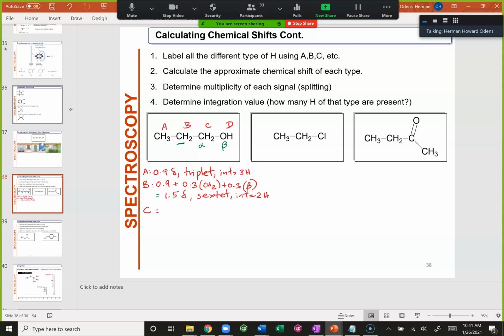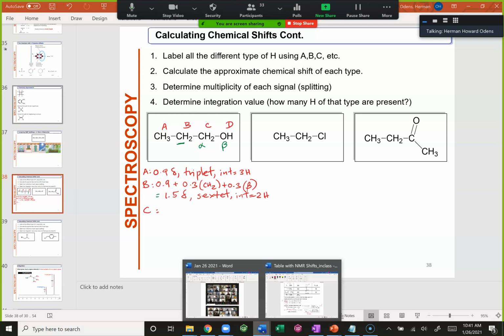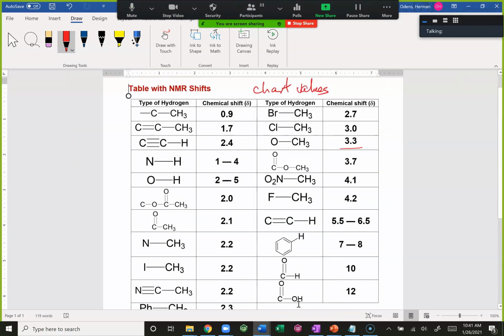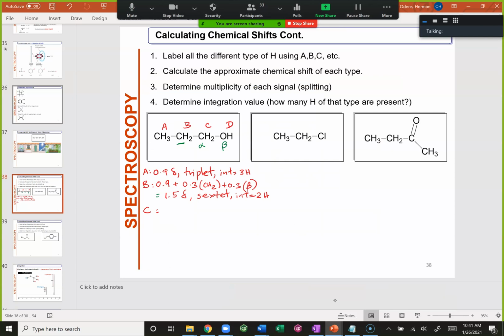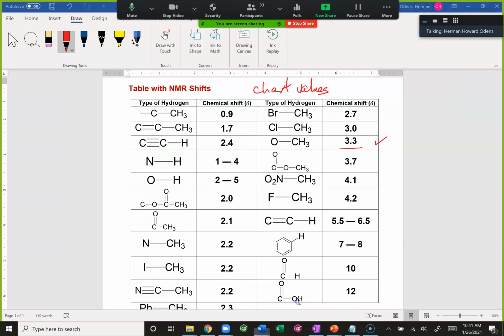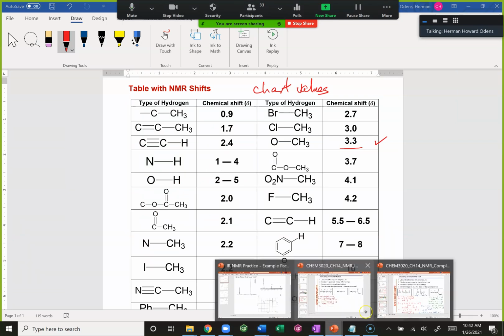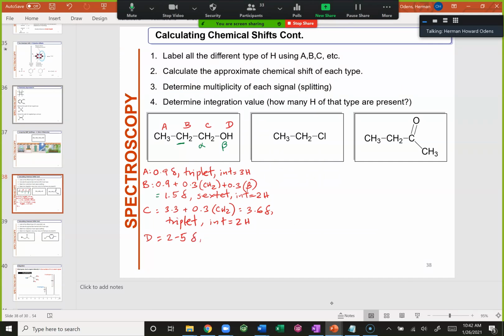Let's do C real quick. What is the signal for C real quick? Anybody? What will you start here? It's a 3.3, very good. It'll be that one. It's a 3.3. And it's a CH2, so I add 0.3 because it's a CH2. It doesn't have a beta group, so this is equal to 3.6 ppm. It'll be a triplet because it has 2 neighbors, and it will integrate for 2 hydrogens. And finally, D is a chart value. It will run from 2 to 5 ppm. It'll be a broad singlet, and it will integrate for 1.